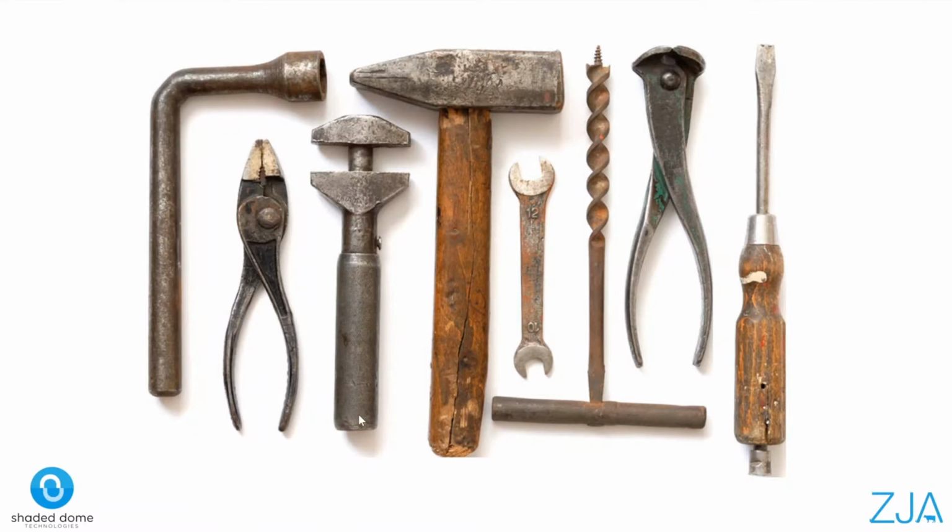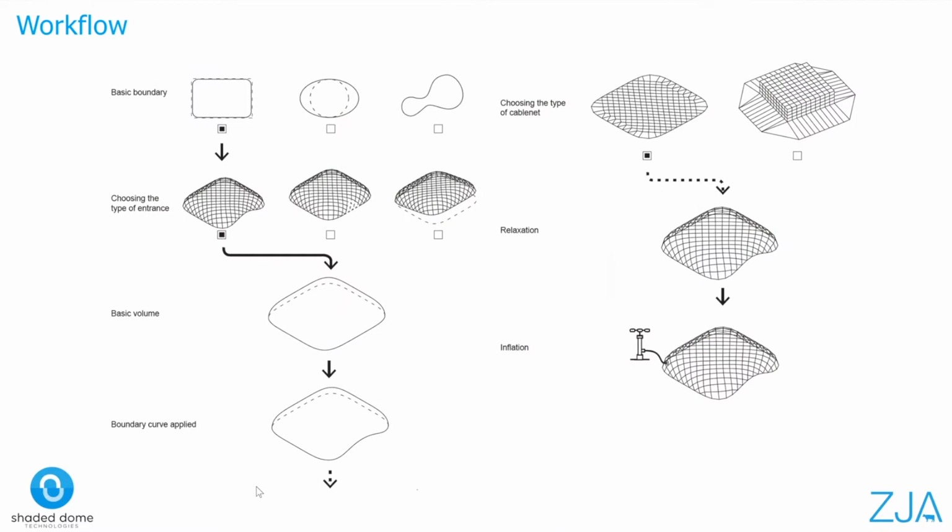And of course, for constructing such an unconventional building, you need the right set of tools for the job. We at ZJA worked out the geometric principles for the Shaded Dome and created the computational design tools that make it relatively easy for us to take the first steps towards architectural design. It allows us architects to pull or push the geometry, but it's also a bit more than that. It's also an informed decision.